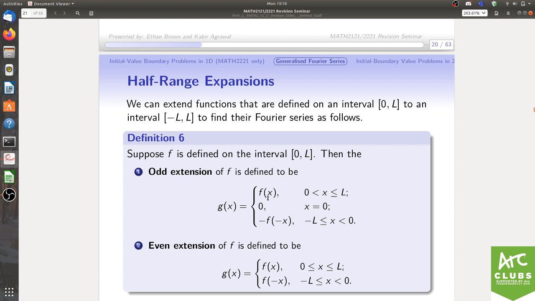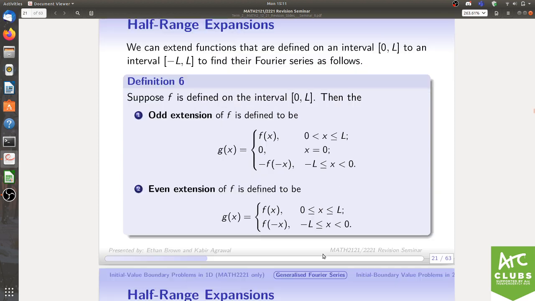We begin with the function on the right hand side, then we force it to be negative of f of negative x over this entire interval. So essentially we just rotate the image by 180 degrees and then copy that graph. And with your even extension, all you're doing is flipping it about the line x equals 0. In this way we can create these periodic functions using these half-range expansions.